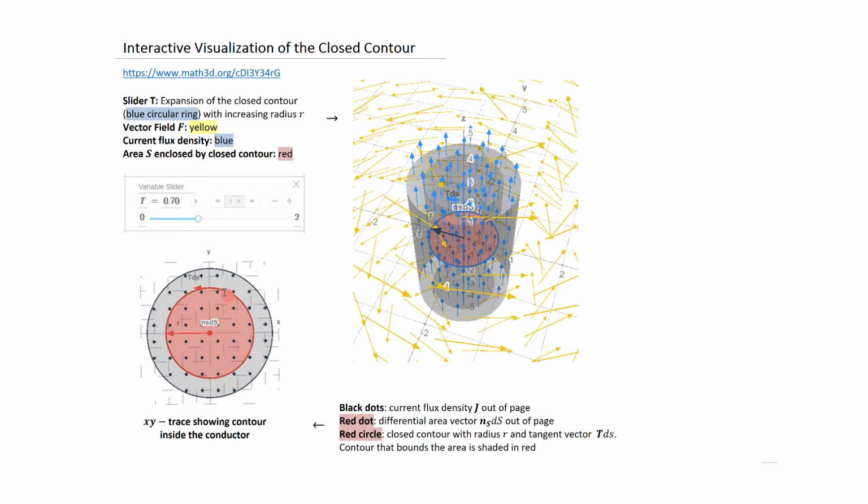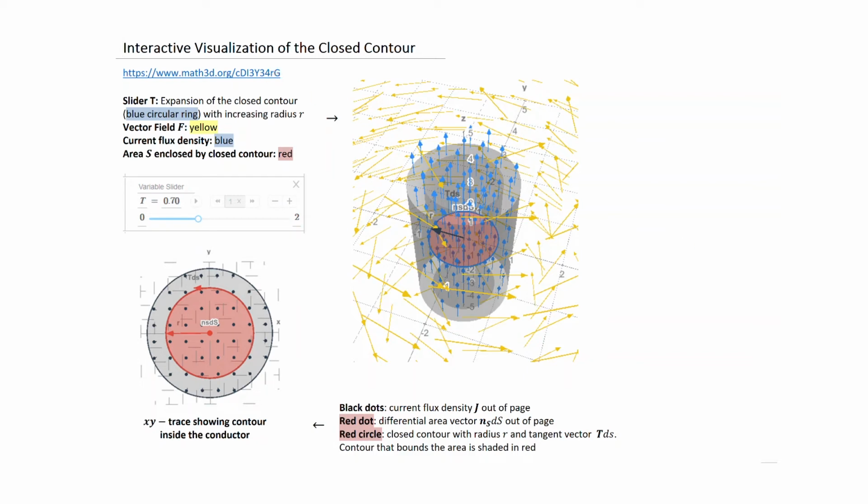Make a note that when we look at the right-hand side, we're talking about the total current enclosed, so we only care what's happening inside this red contour. We don't care what's happening outside of it. All right, so these are just the descriptions for this particular interactive diagram, which you can access at this link here.